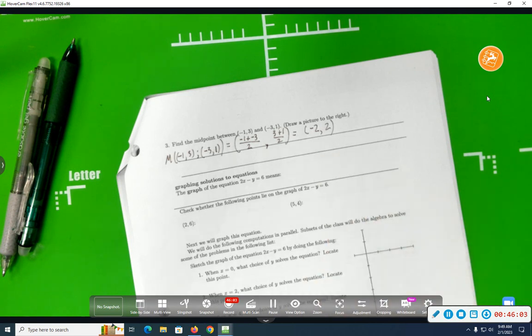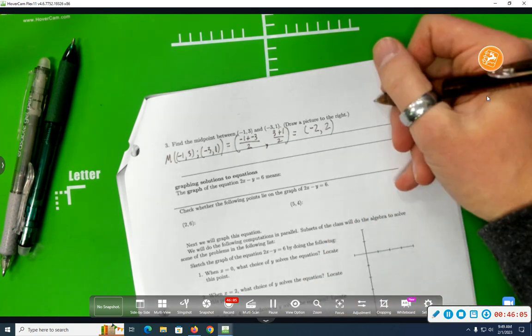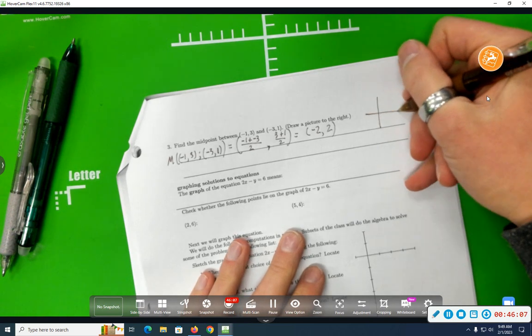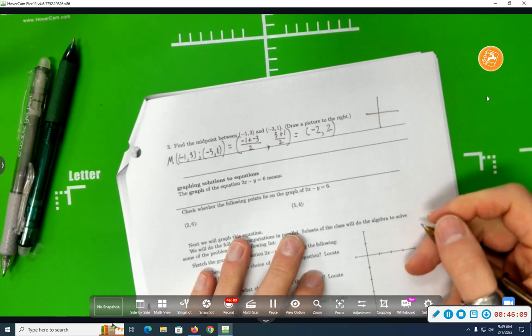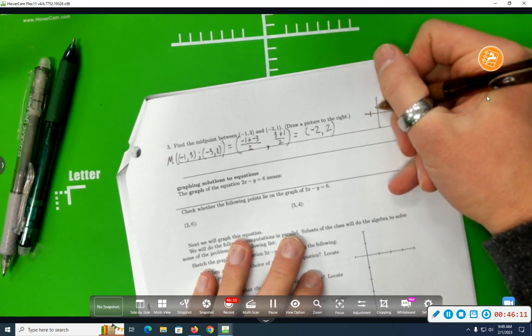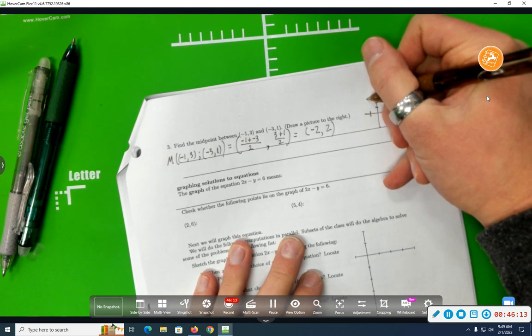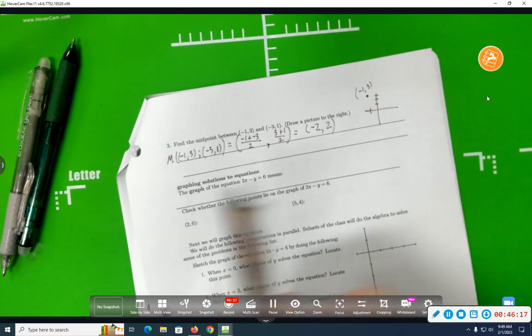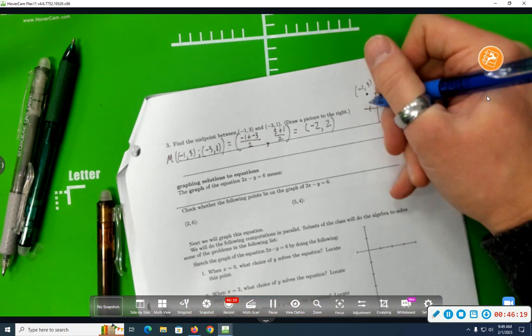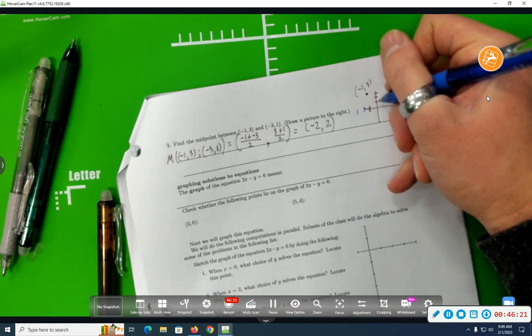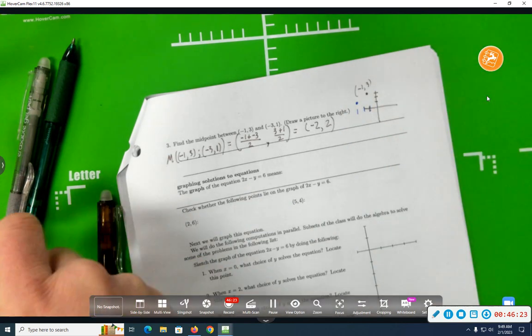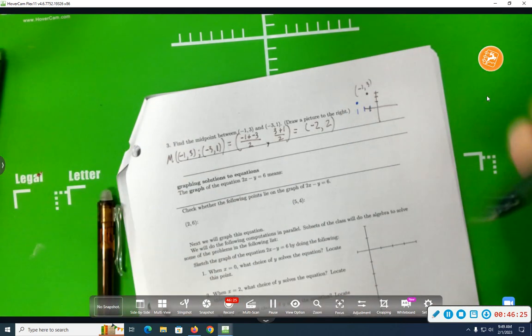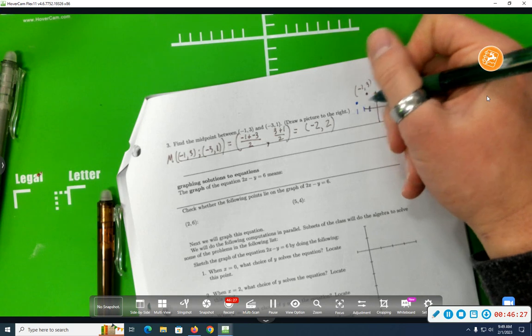Nice. -2, 2. Let's see if it's reasonable by just drawing these points. So let's draw on this Cartesian coordinate system the point -1, 3, the point -3, 1, and the point -2, 2.